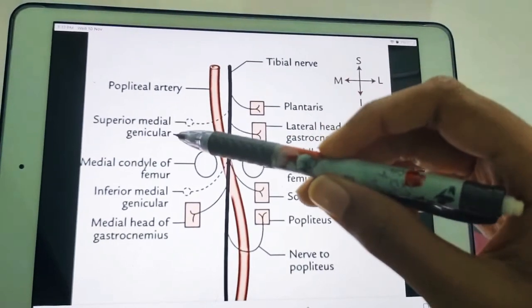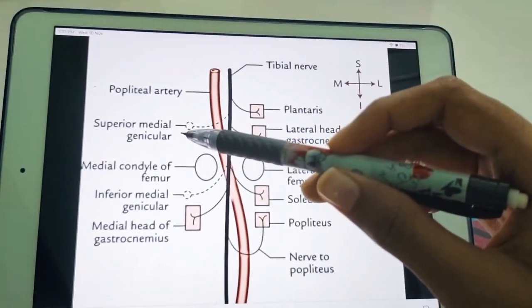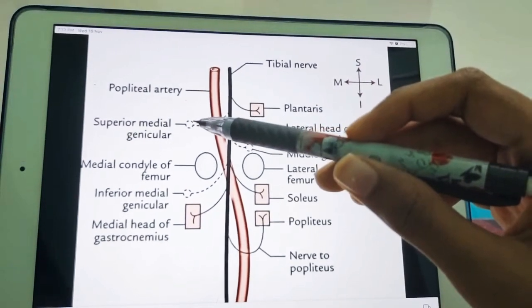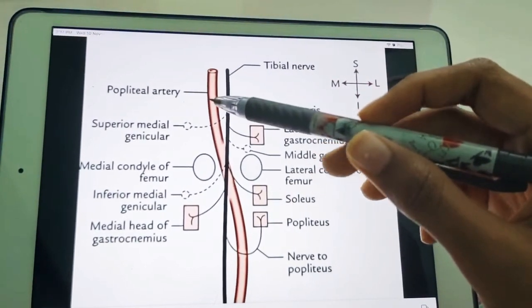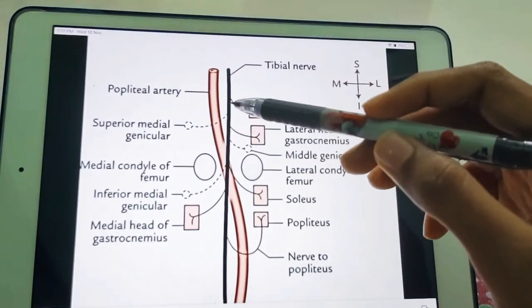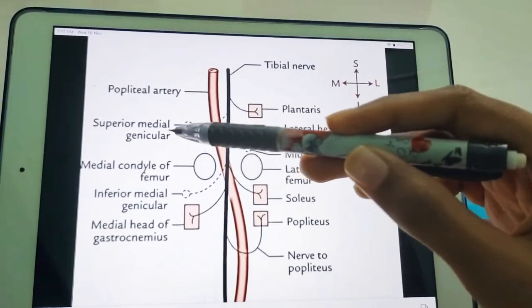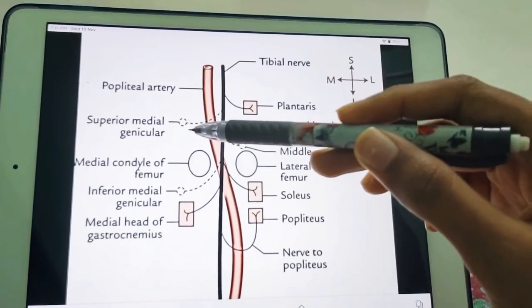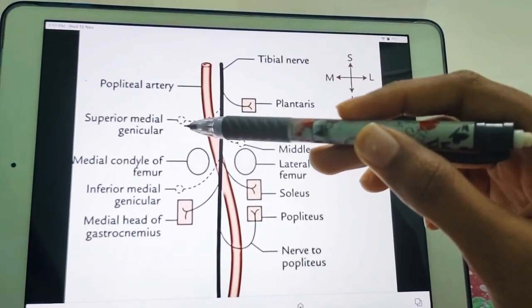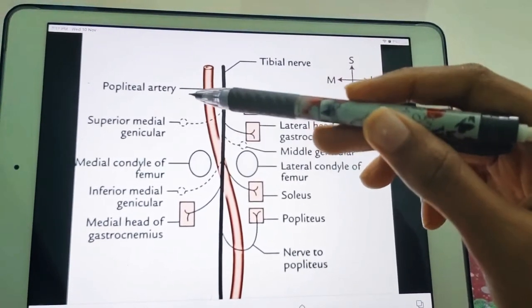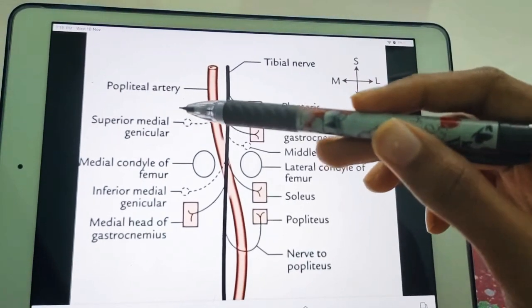So the first one is the superior medial genicular. Okay, so this nerve lies just above the medial condyle of the femur, deep to the muscles. So this is one of the branches. This is the tibial nerve in the center. So one of its branches is the superior medial genicular, lying just above the medial condyle of the femur and deep to the muscles.